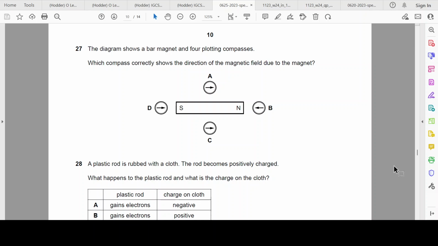So we are continuing with paper 2 from 0625 IGCSE Physics. This is the MCQ paper for the extended syllabus. We've done 26 out of the 40 questions. Here's question number 27, guys. The diagram shows a bar magnet and 4 plotting compasses. Which compass correctly shows the direction of the magnetic field due to the magnet?